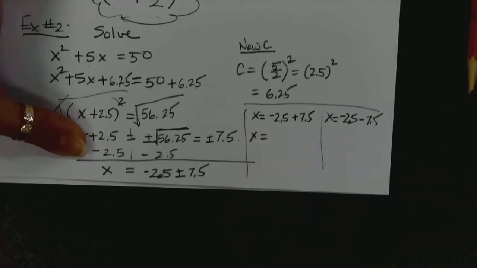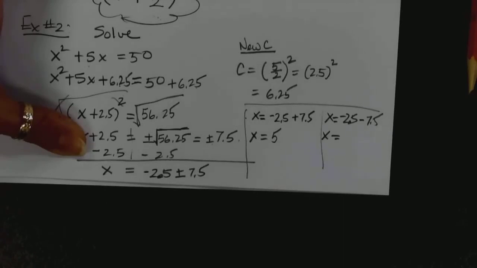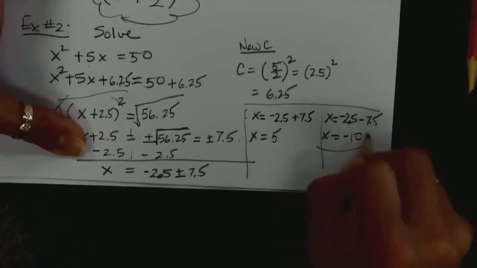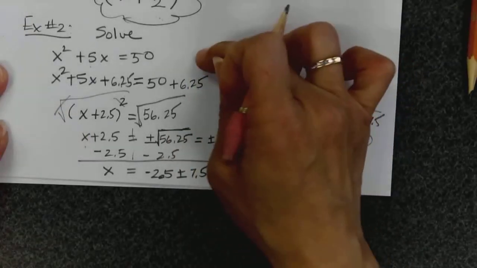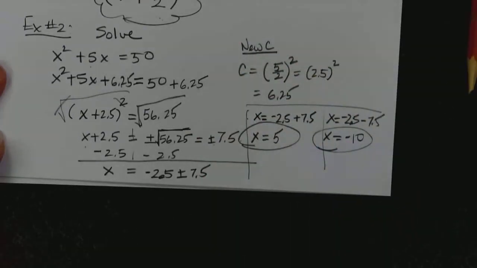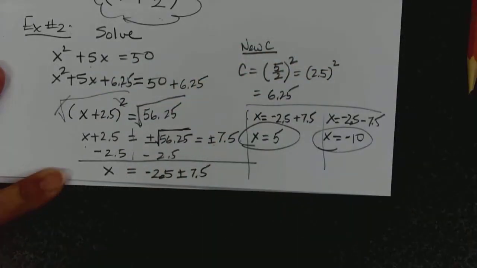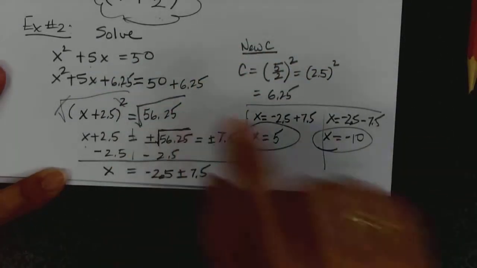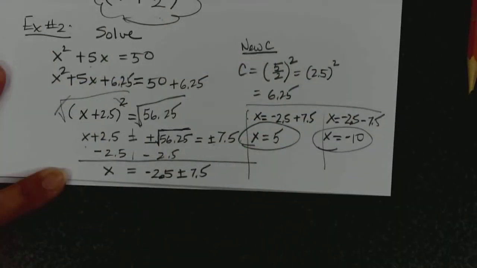So this one, x is equal to what? What's negative 2.5 plus 7.5? 5. That is 5. And then over here, x is equal to negative 10. So those are my two solutions when you solve this by completing the square. Now, I could have done this by factoring, but with completing the square, you do it like this, okay? Now, this is how the quadratic formula came about, by this, okay?